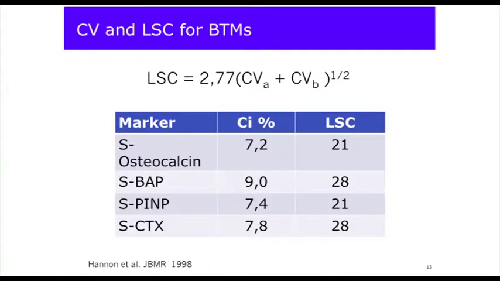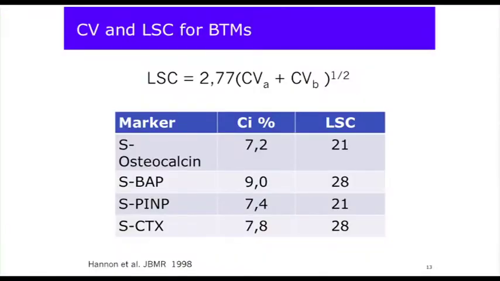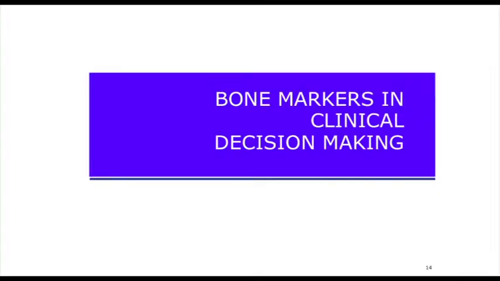This gives you a least significant change, i.e. what does it take to say that the one measurement to the next is significant. It's around 30%, 20% for P1NP. Here again, P1NP comes out very favorable, around 20%. But practically, for any marker, if you say, I will call it significant when it's over 30%, then you're okay. And you can easily get changes of 30% with bone markers.